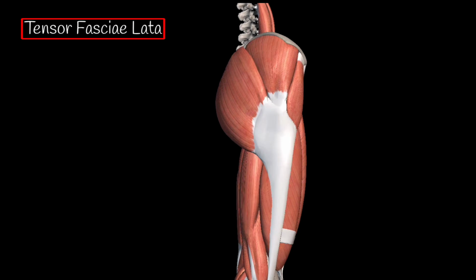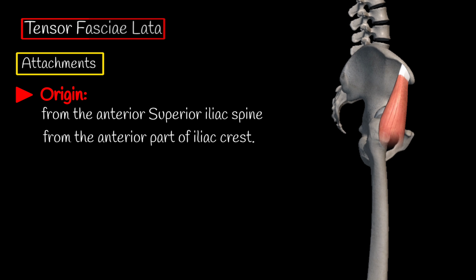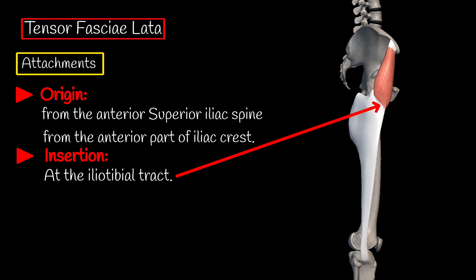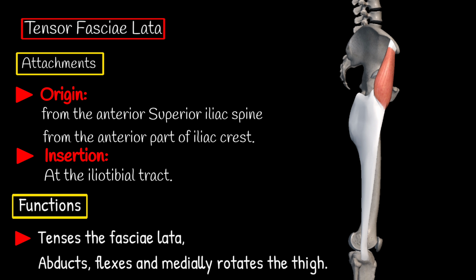Next, we have tensor fascia lata. This muscle originates from the anterior superior iliac spine and from the anterior part of iliac crest. It is inserted on the iliotibial tract. This muscle tenses the fascia lata, which is a deep fascia of the thigh. It also abducts, flexes, and medially rotates the thigh.